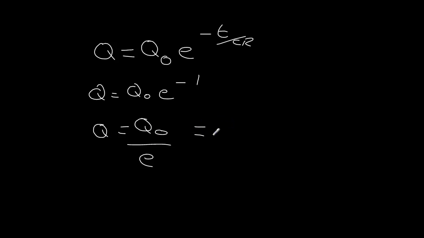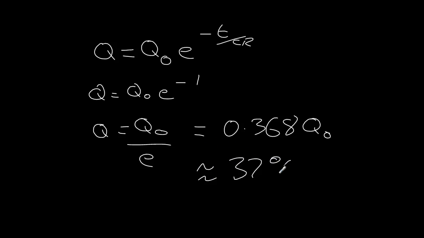So in a time of the time constant, what we can see from this is that the amount of charge that's left is going to equal 0.368 Q0, which is approximately equal to 37% of the initial charge.